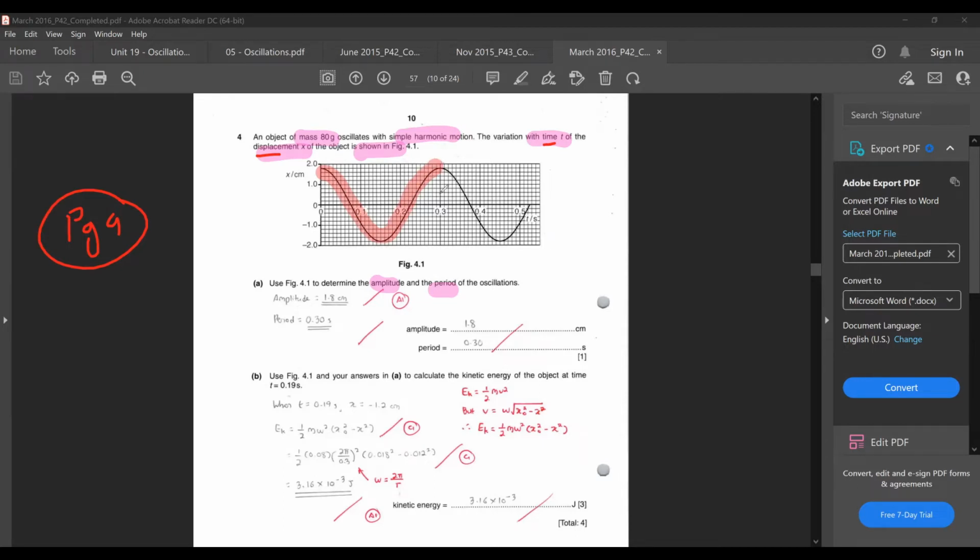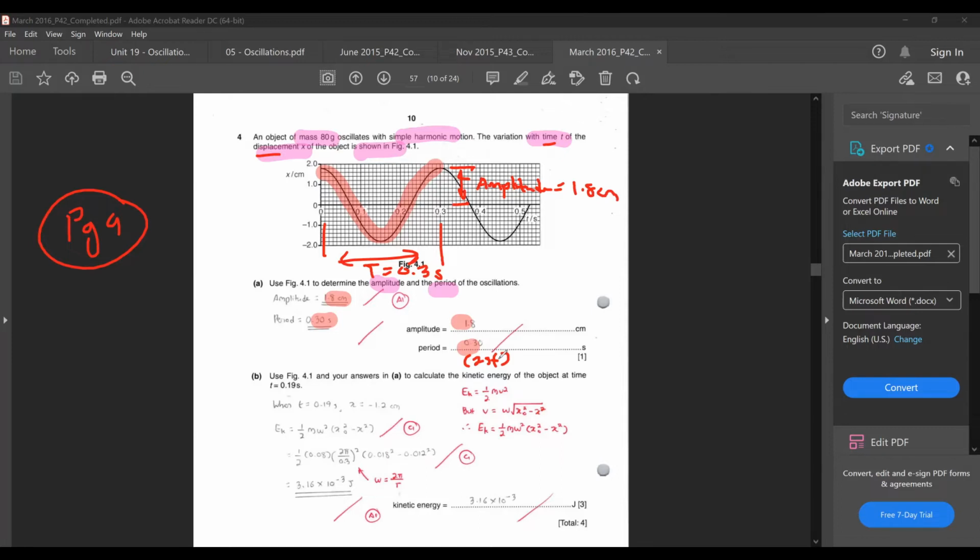So this one is your period of 0.3 seconds. This one is your amplitude of 1.8 centimeters, sorry. So your answer being this. Yeah, 0.3 second, make sure it's minimum 2 SF. Okay, so this one is fine.